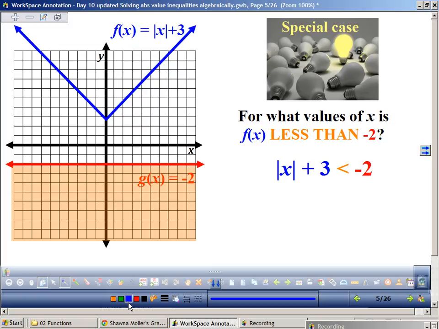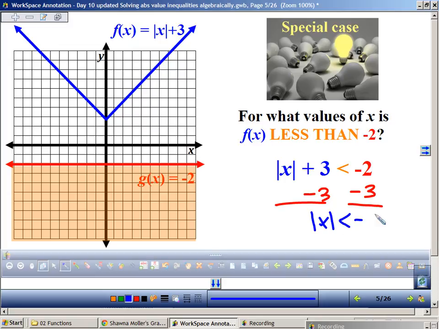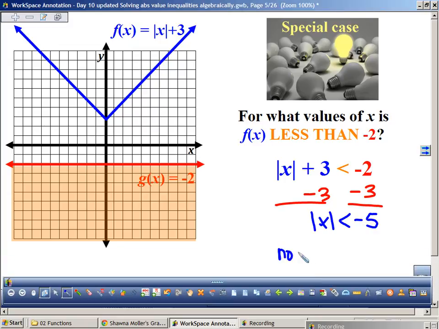No solution. And I'm going to do the math on it as well, so that we can see, because it doesn't make sense until it's isolated. You really can't consider it until it's completely isolated. So let's do it. So the absolute value of x is less than -5. If x is any positive number, can any positive number be less than a negative number? No. So this is no solution. Okay?